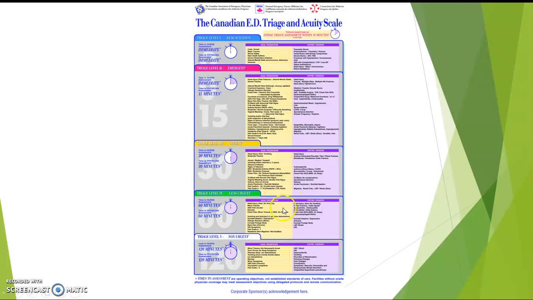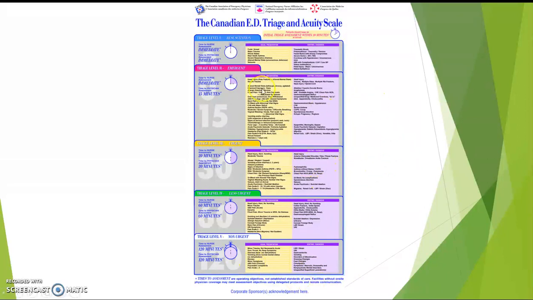Here you're getting into stuff that seems not quite as bad. They probably had a history of this before. They don't need to be seen quite right away. And then your level 5, which is your trauma, minor sprains and strains, minor symptomologies, and then more examples on the right-hand side. This is definitely not easy to see as the print is very small.